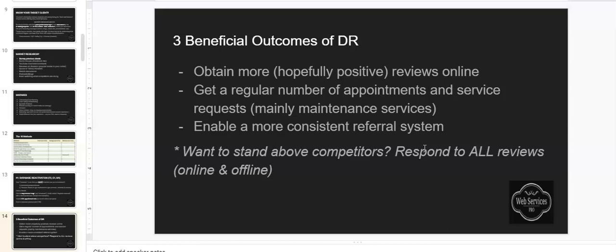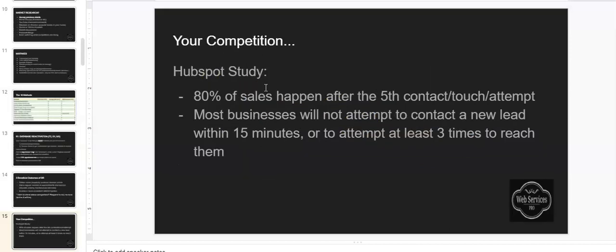Obviously, there's a time factor there, so there needs to be someone on your team who's just dedicated to these kinds of marketing techniques. I highly recommend that. Your competition.